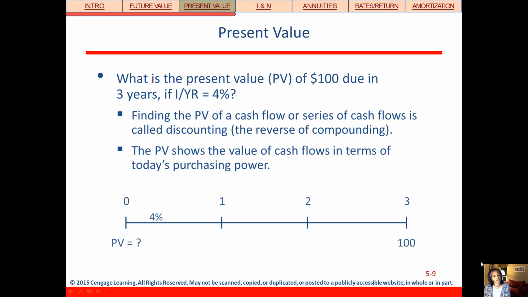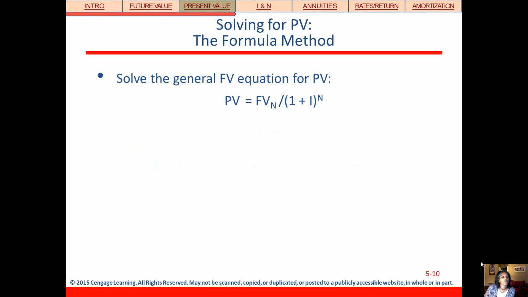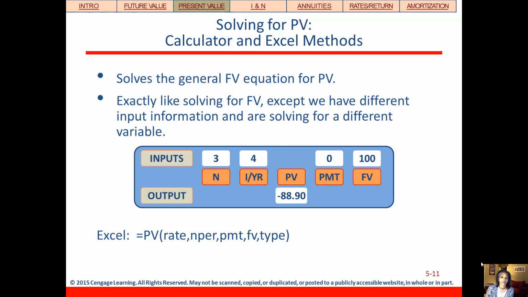So if we wanted to draw this on our timeline like we did before, we're showing that $100 lump sum in 3 years, and we want to know what that's worth today at time 0. So if we wanted to use the formula for that, present value is going to be equal to future value divided by 1 plus the interest rate raised to the nth power. So that means $100 divided by 1.04 raised to the 3rd power is our present value, which is $88.90. So that $100 that we're going to get in 3 years is worth only $88.90 to us today.